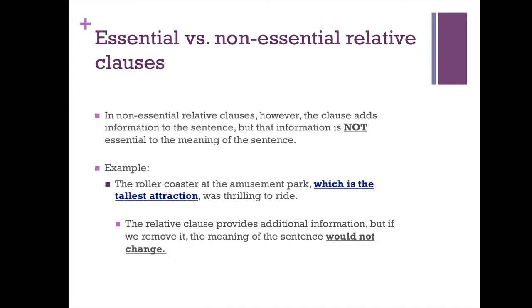So let's take the example. The roller coaster at the amusement park, which is the tallest attraction, was thrilling to ride. Okay, the relative clause is which is the tallest attraction. If we took that out of the sentence and it just said, the roller coaster at the amusement park was thrilling to ride, the meaning of the sentence would not change or not be unclear. It just provides additional information. That's what a non-essential relative clause is.